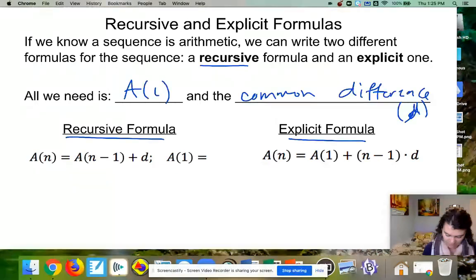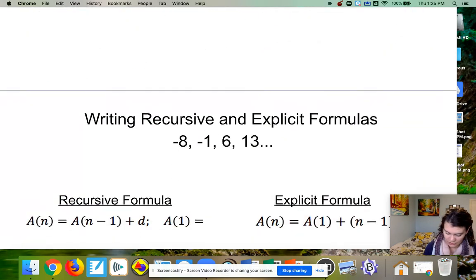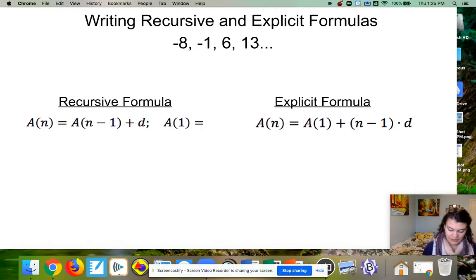So if we're looking at this, here's the first term is what we need. You have to list what that is, and then you need the common difference. This one, you need your first term and then the common difference for the explicit form. So writing those out, here's a pattern. You have to figure out first, well, what's the first term? That's just the first thing in your list. So this is our A1, that's our first term.